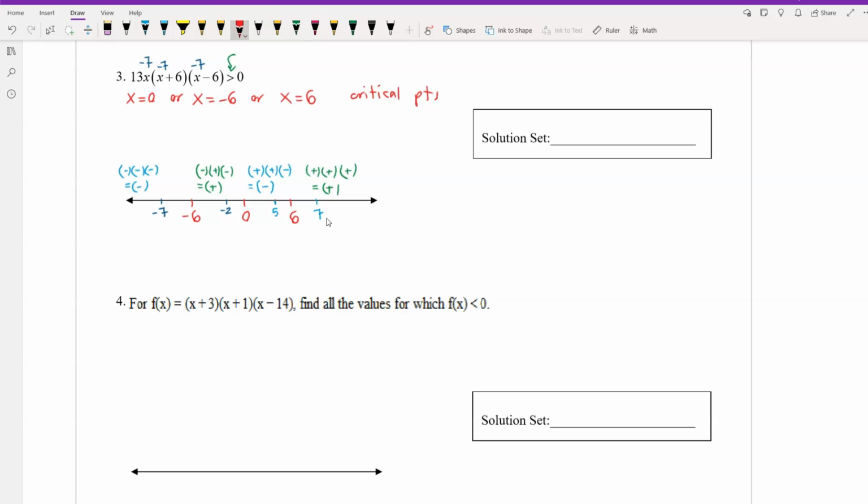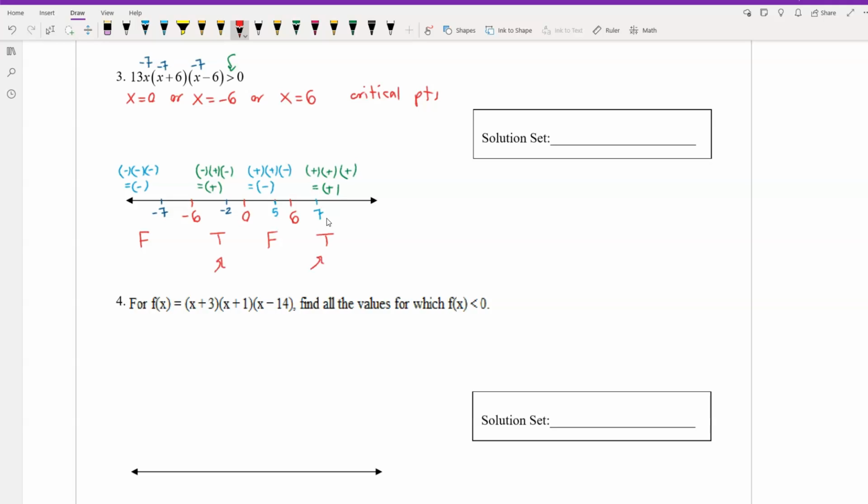So here on this part this is negative, that is false. Between negative 6 and 0, this is positive, so that is true. Between 0 and 6, that is negative, that is false. And greater than 6, that is positive, so this is true. So our answer is here and here.